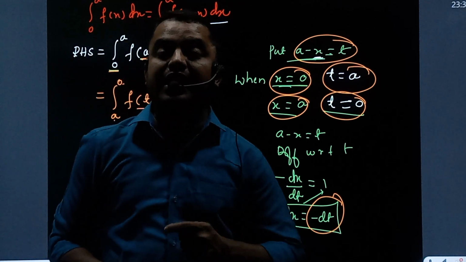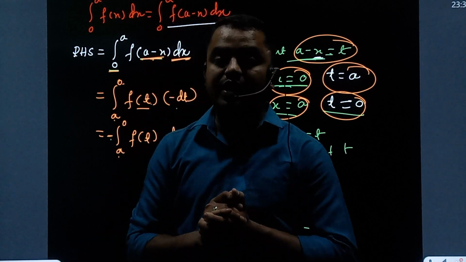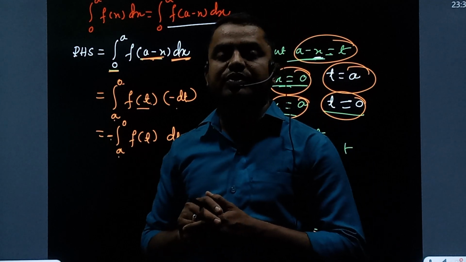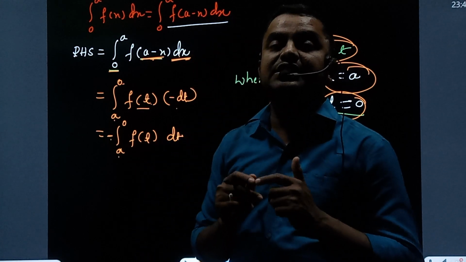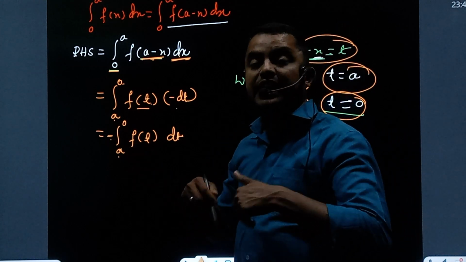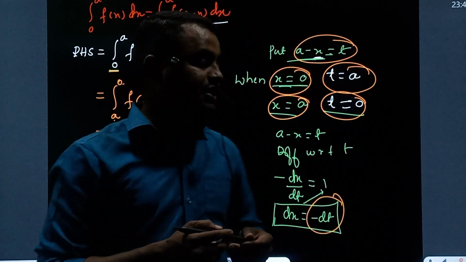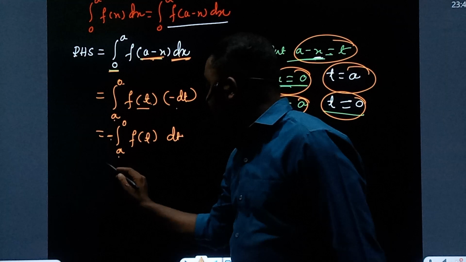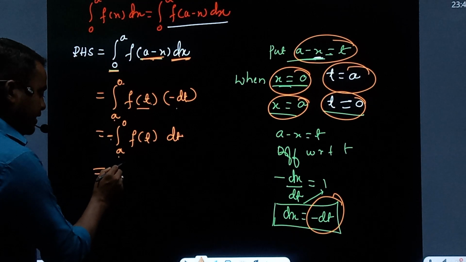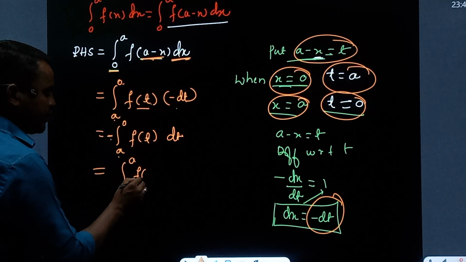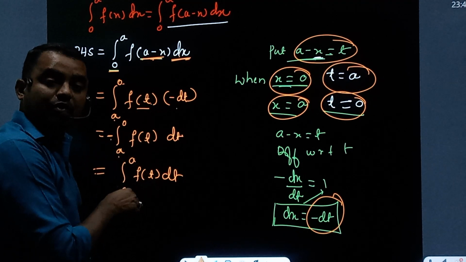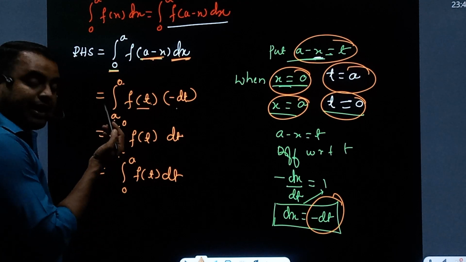Now applying the second property. Listen carefully to what I said in the first video, the introduction video of properties of definite integral: if you interchange the limits, the sign of the integral will change. That is equal to integration of 0 to a f of t dt. It is already minus here, and if you interchange the limits it becomes minus again. Minus into minus is plus.